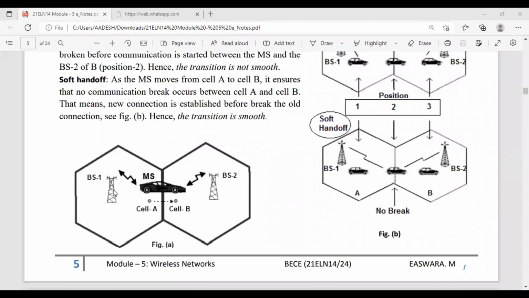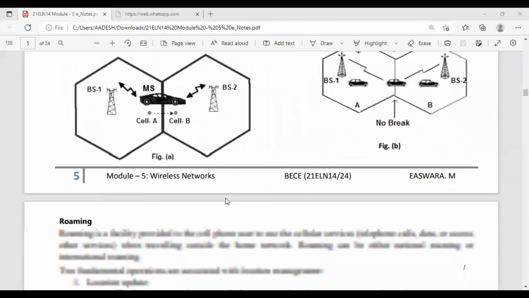So while taking his profile, this base station will be sharing or keeping its address. In this way the location update will take place.